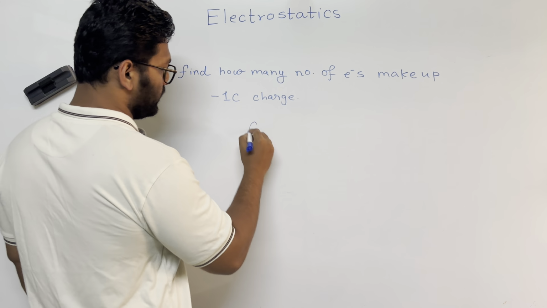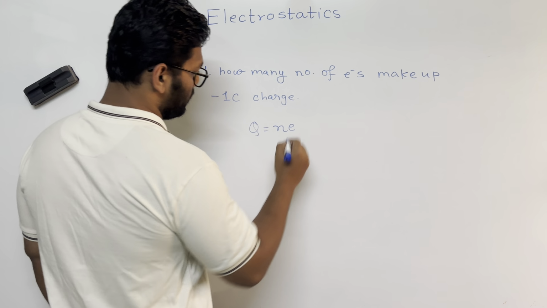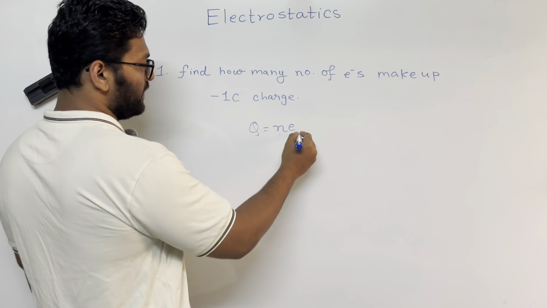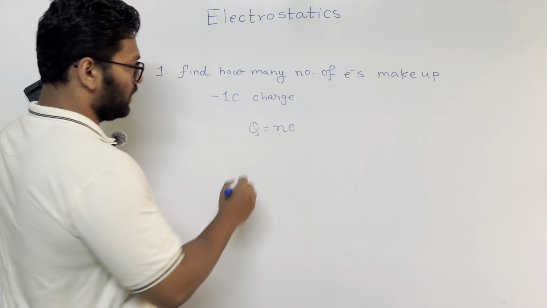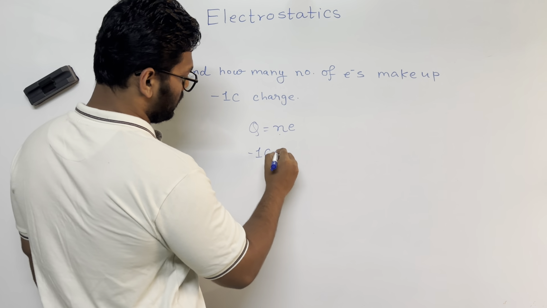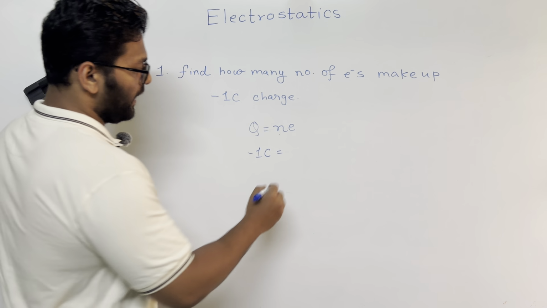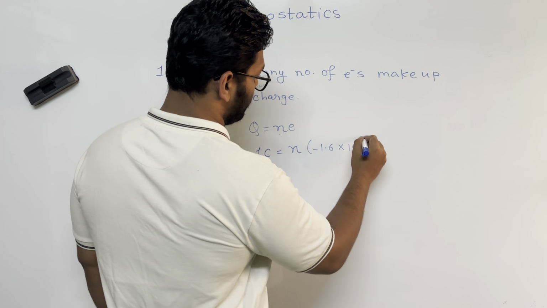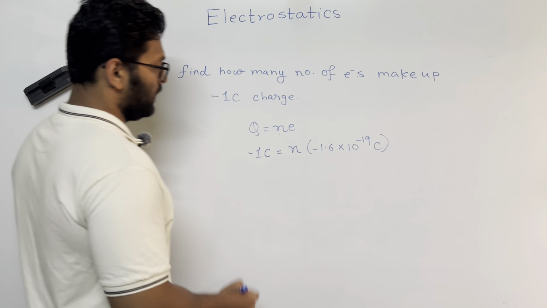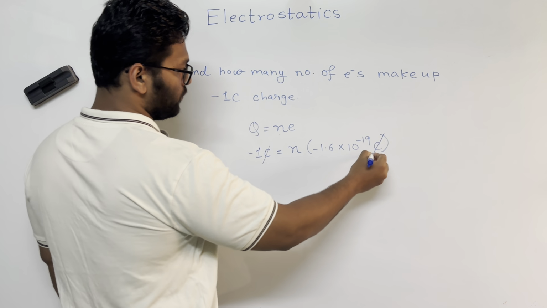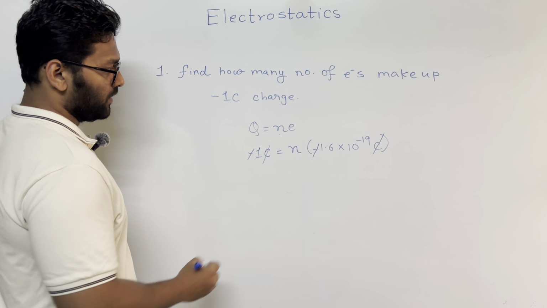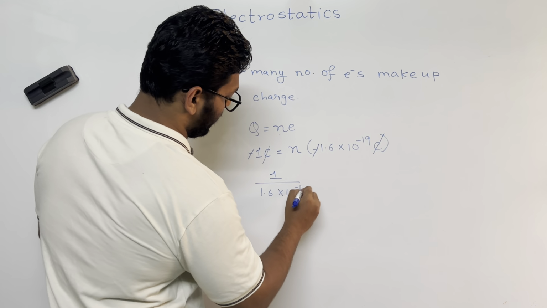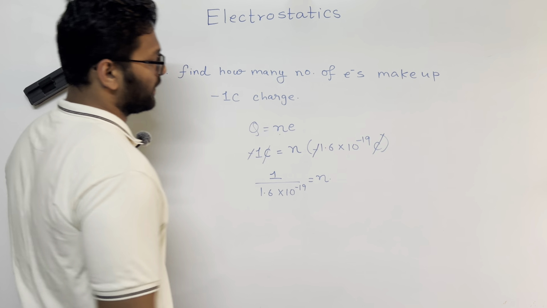We know Q is equal to N times E, right? Q is equal to N times E. N is an integer and E is the charge on one electron. So Q is given as -1 Coulomb, that is the total amount of charge, and N is the number of electrons, and E is -1.6 into 10 to the power -19 Coulomb, right? So we can cancel out the Coulomb and the minus signs here, and we will get 1 upon 1.6 into 10 to the power -19 as the number of electrons, right?